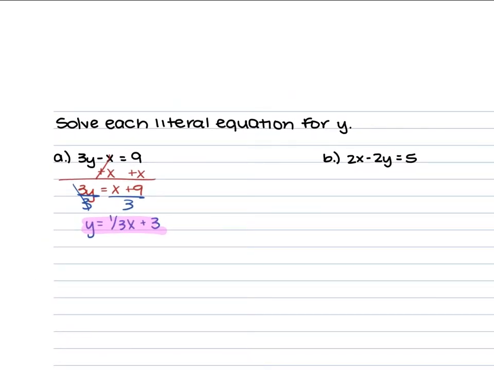For B, again, we're solving for y, so we're going to move the 2x over by subtracting it from each side. We get negative 2y is equal to negative 2x plus 5. We divide by negative 2. So y is equal to 1x minus 5 over 2.